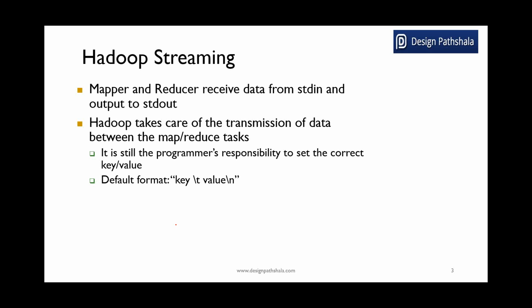Again, the same thing. The default format is key, tab, value, and each record is separated by a newline. Now you can change all these things. And again it's the programmer's responsibility to select the correct key and value pair to process your data. So if you can think of your data in key and value pairs, you can easily write your streaming jobs.